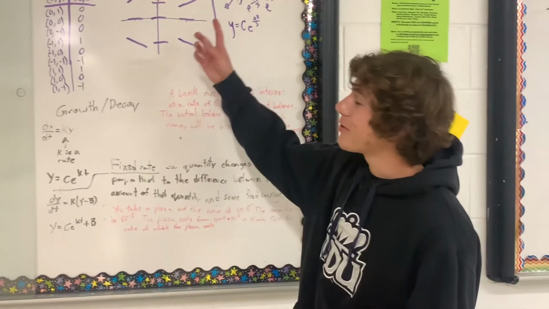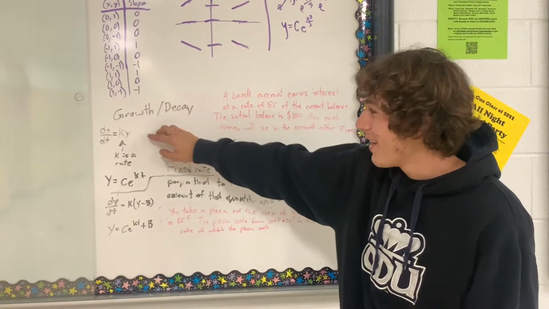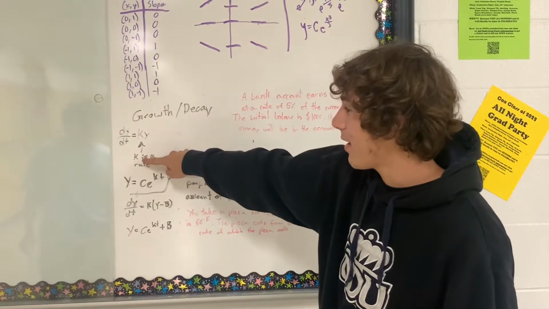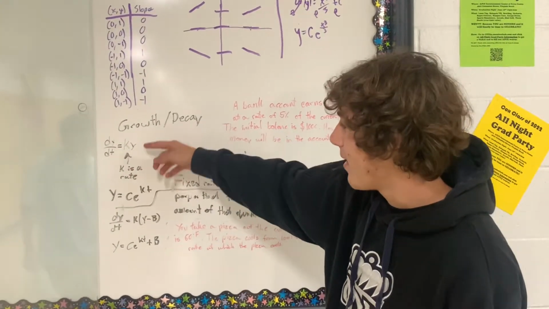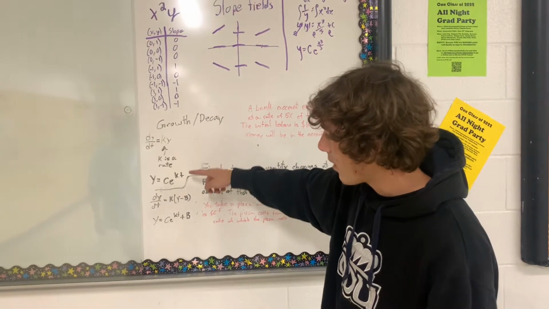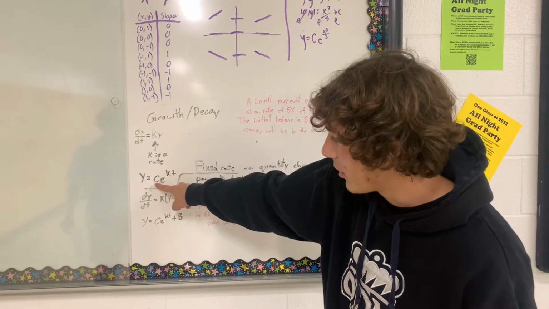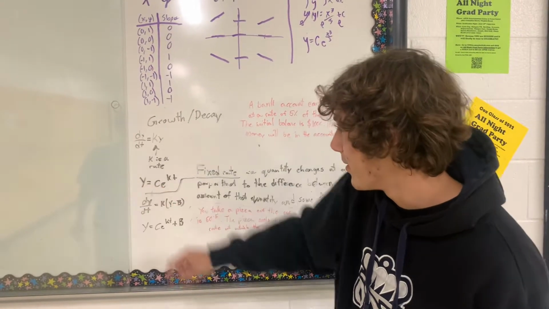So part of differential equations is growth and decay, and this is a basic differential equation. With growth and decay, you have k, which is a constant rate, and so it looks like that. And then when you solve it, you take the e exponent, and then it looks like that. And that's your initial value, and that's your final value.